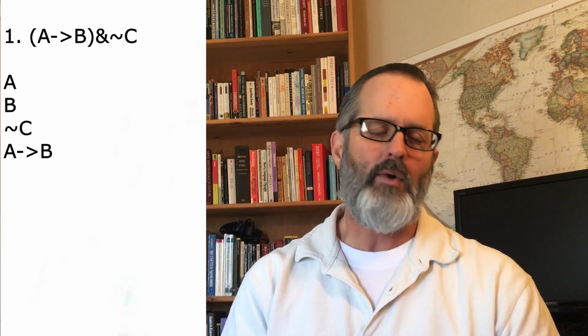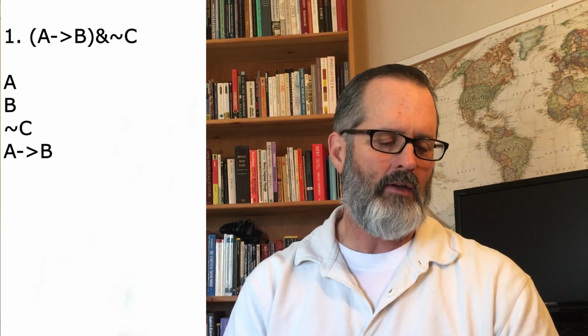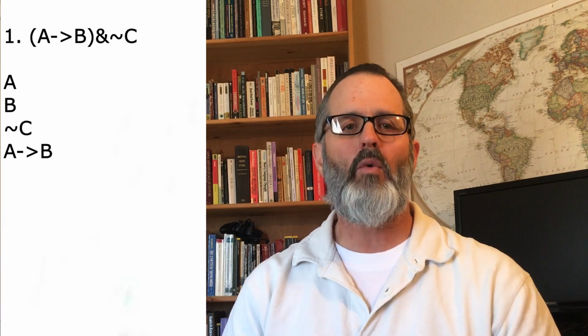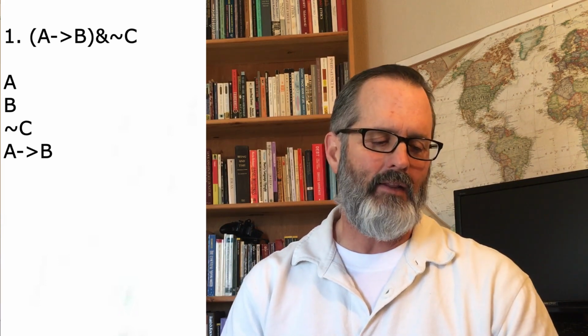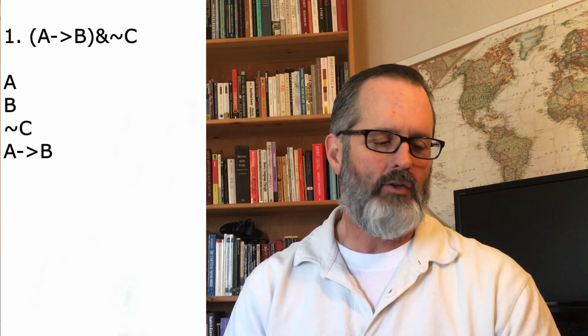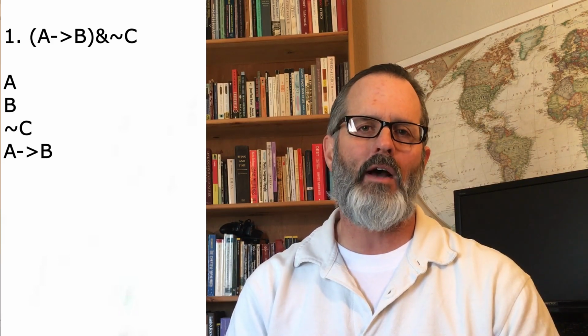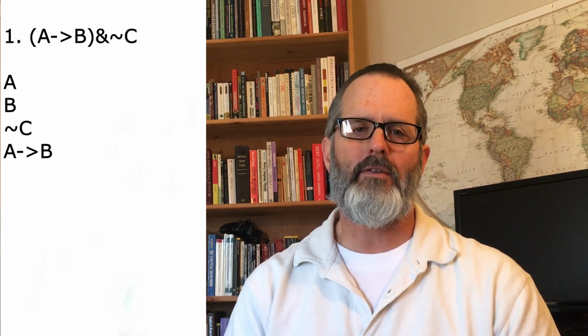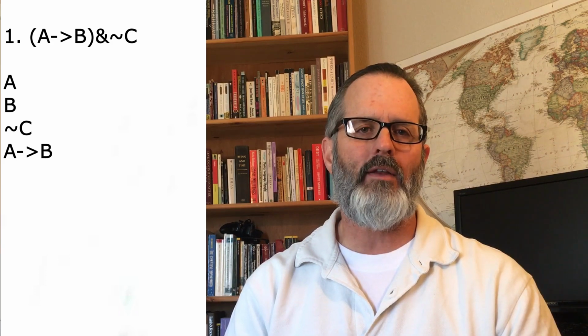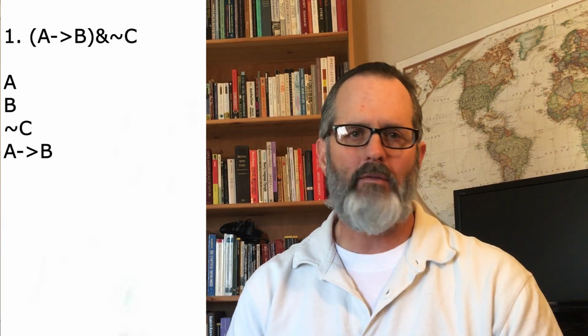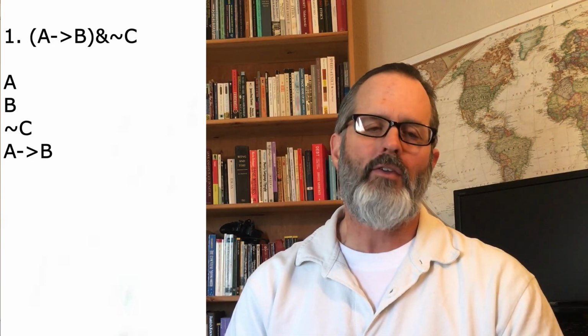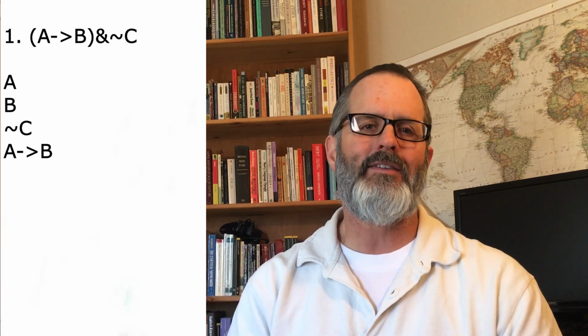Now what have we done? We have grouped the arrow sentence inside parentheses, and so we have an and connecting the A arrow B to the negative or not C. Can we do this? Can we use an and to connect 2 sentences together? Yes, we can. That's the rules of SL. So sentence number 1 is well-formed.